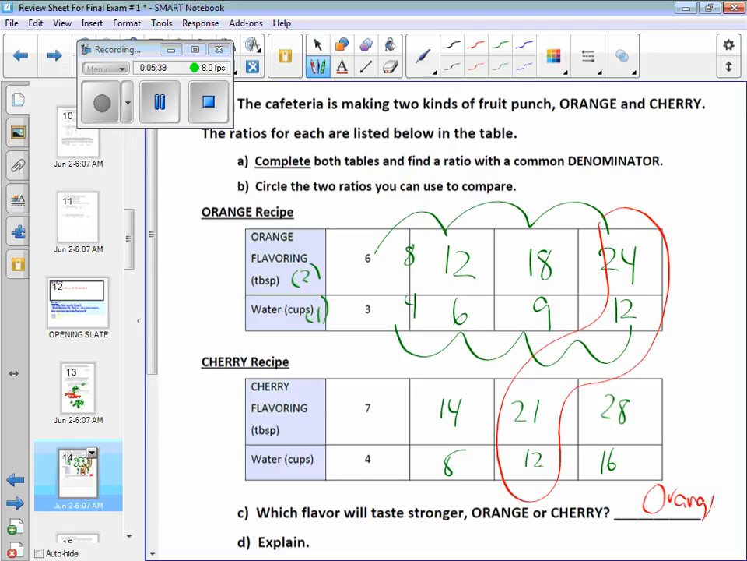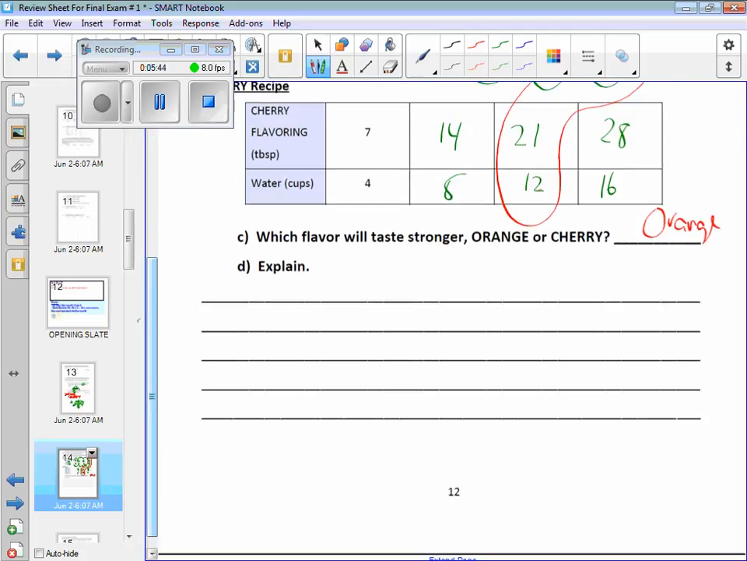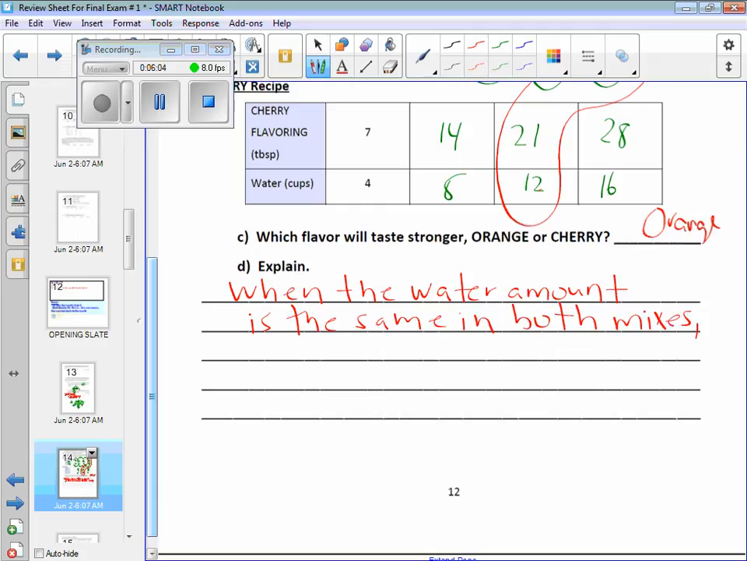And your explanation, which doesn't have to be word for word what I'm going to write down, you do have to make mention that when the water is the same in both solutions or in both mixtures, it becomes the mixture that has the greater amount of teaspoon flavoring.